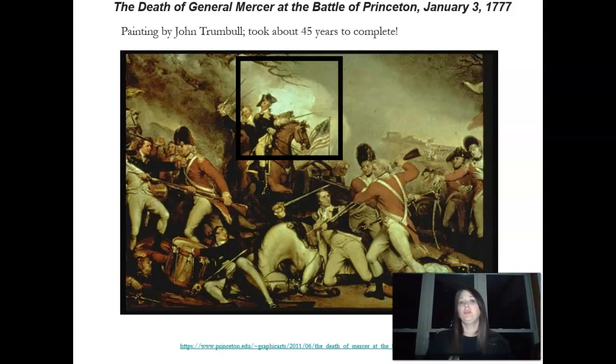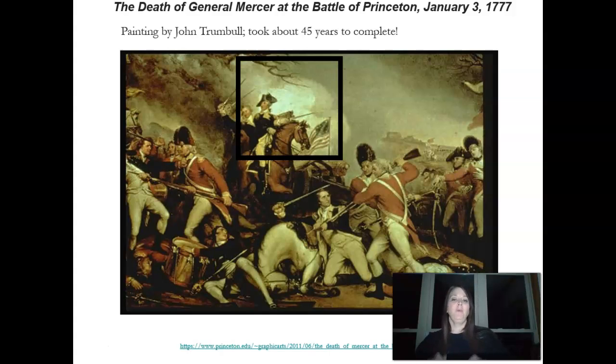So this particular painting is called The Death of General Mercer at the Battle of Princeton. It's a painting by John Trumbull, and what I thought was interesting about this in general is it took Trumbull like 45 years to complete this thing. He started out with sketches, oil painting, all kinds of things. He just, he procrastinated big time.